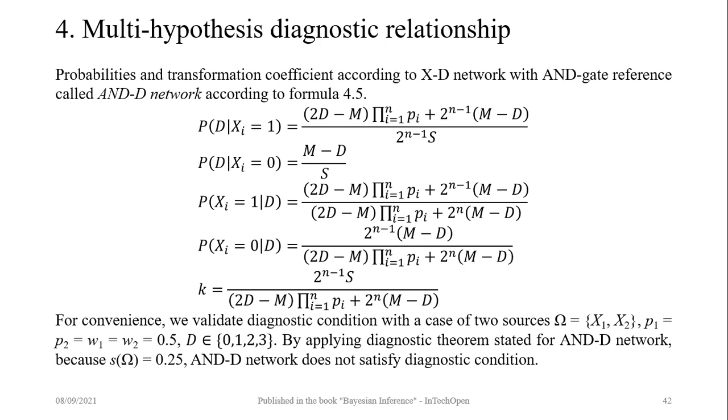The probabilities and transformation coefficient according to the AD network with uniform reference, called the UD network, according to equation 4.5.